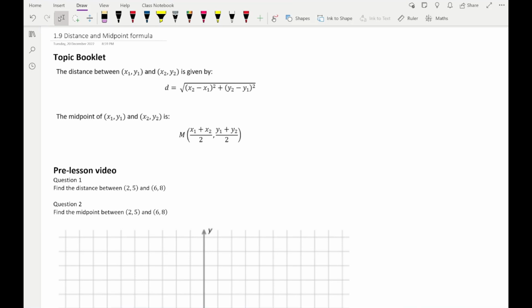In this video, we're looking at the distance formula and the midpoint formula. The distance formula is essentially just a fancy version of Pythagoras, and I'll show you why later. And the midpoint formula finds the midpoint between 2 points. So this is best seen through an example.